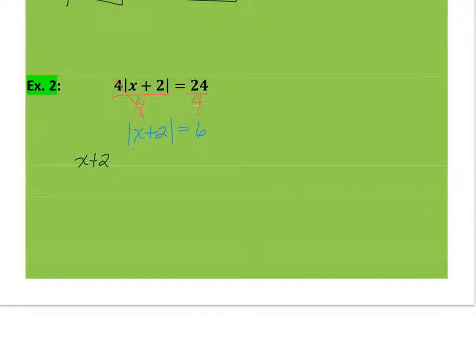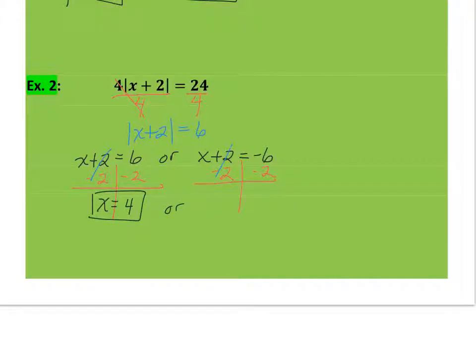The x plus 2 can either be equal to a 6 or the x plus 2 can be equal to a negative 6. Because once we take the absolute value of this, which is going to be inside the absolute value signs, it's going to be positive. So the absolute value of positive 6 is 6. The absolute value of negative 6 is 6. So solve those two equations. So I'm going to subtract 2 from both sides on both equations. And our 2's cancel. And we end up with x equals 4 for one solution, or x equals negative 8.